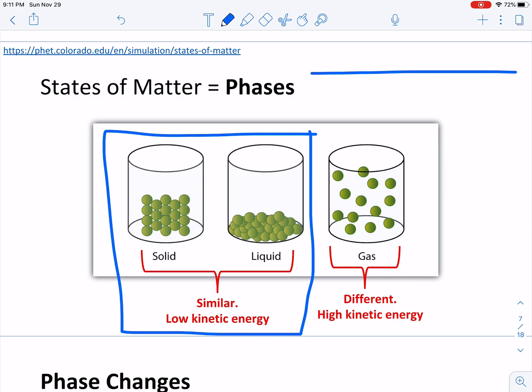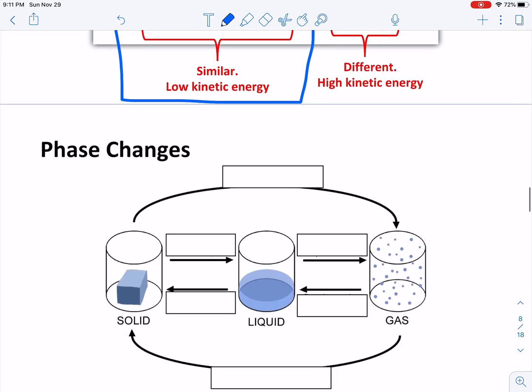If you were to take a kinetic energy scale, where you've got low kinetic energy and high kinetic energy, I'm not really going to try to fit a scale in here, but solids and liquids would be very closely associated with each other. Gases would be completely different. They have so much more energy and motion going on.